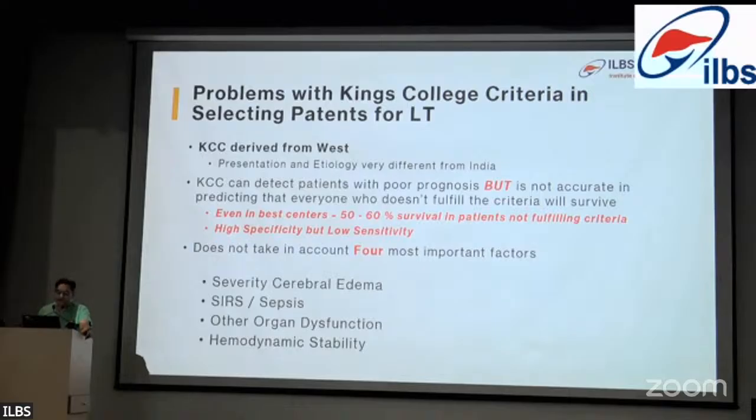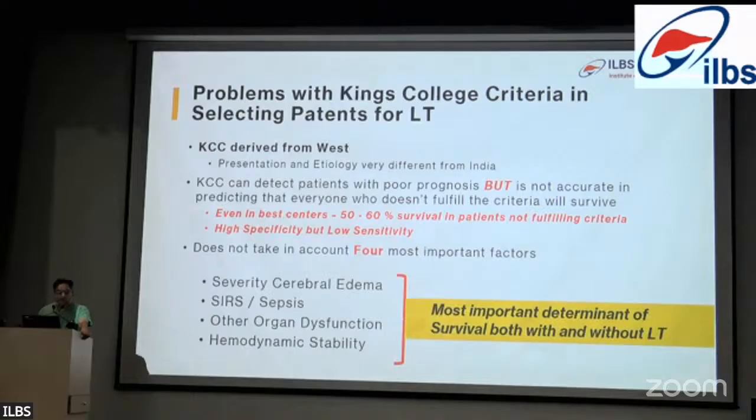Basically there are four most important factors which play a part in terms of what the outcome of the patient is going to be. It is severity of cerebral edema, SIRS, sepsis, other organ dysfunction, and hemodynamic instability. And these are all not part of KCC as a criteria for selecting patients for transplantation. So one has to realize this. This is the most important thing, because factors which are actually killing patients are not part of the criteria for which you're selecting a patient for a treatment modality. That's what makes the difference.